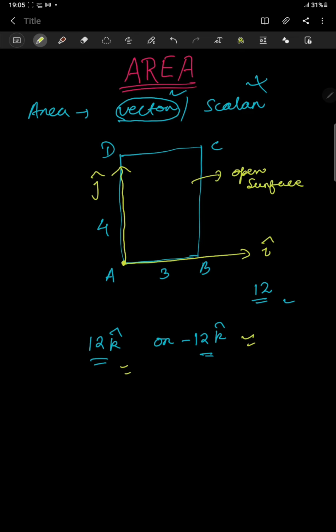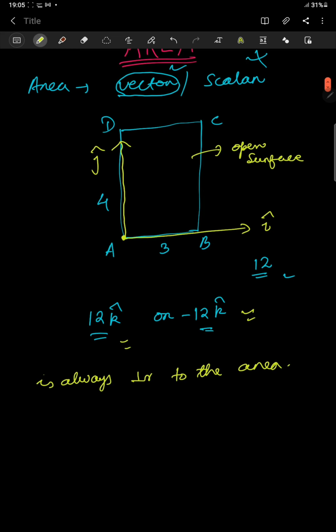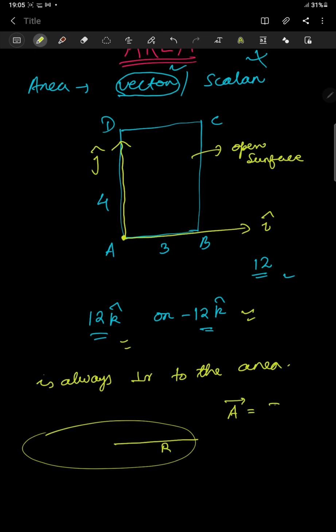Clear? So one thing we observe here is that this rectangle is an example of an open surface. For an open surface the direction is always perpendicular to the area. Another example of an open surface is a disk. So this is a disk whose radius is r. If I ask the area of this disk, it will be either pi r square j cap, or it can be minus pi r square j cap.